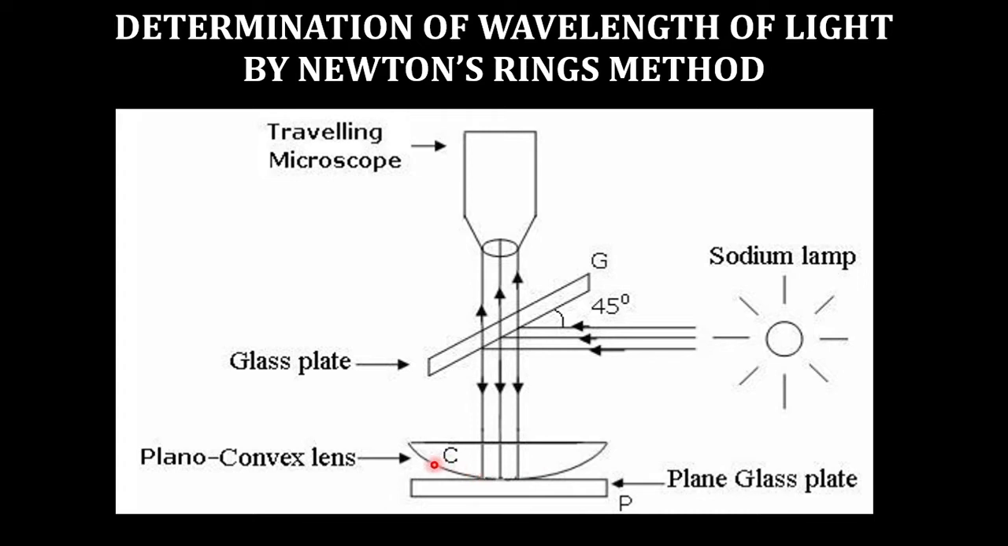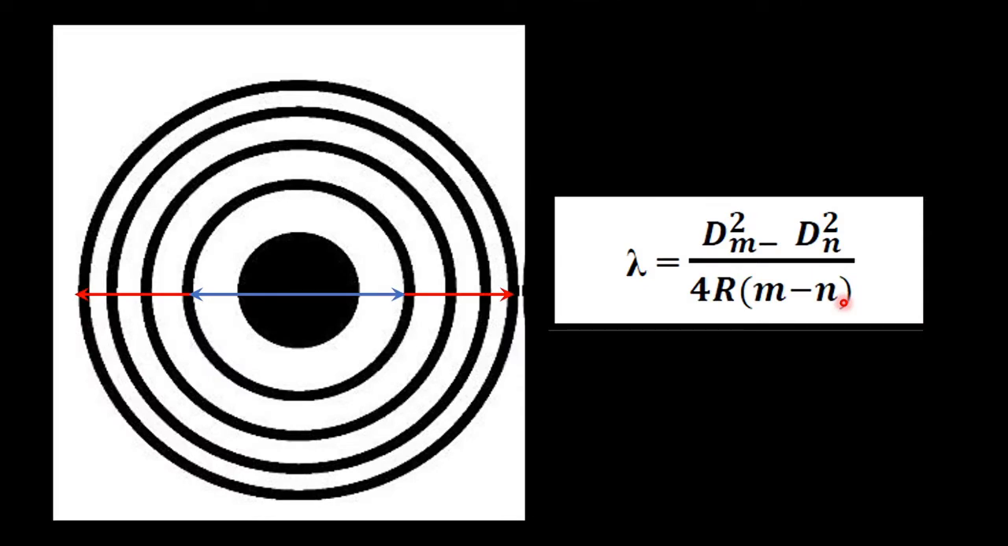The rays get reflected from the two surfaces, the upper and lower surfaces of the wedge-shaped air film, and then they interfere to form an interference pattern, which we can see through this traveling microscope. Now the interference pattern looks like this. So this is a ring type of pattern, and we get concentric rings with a dark center because the rings are being formed by reflected rays.